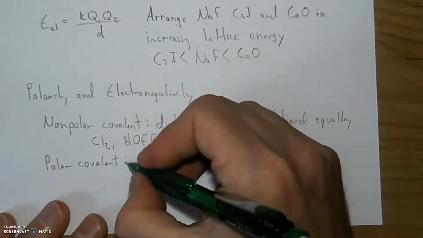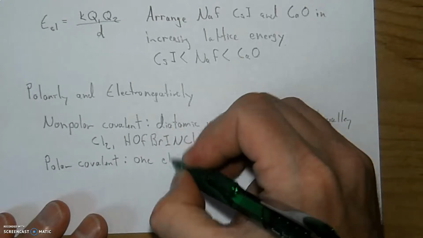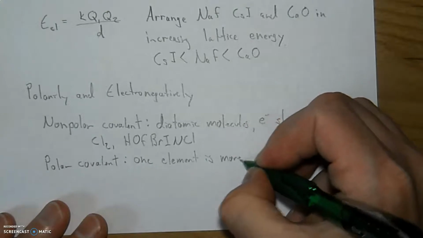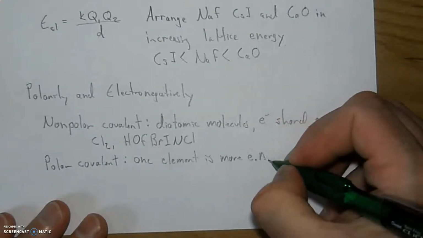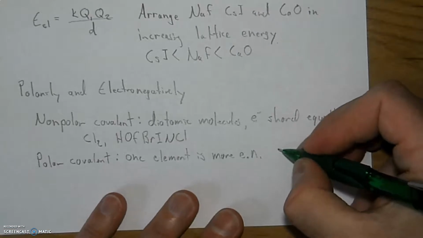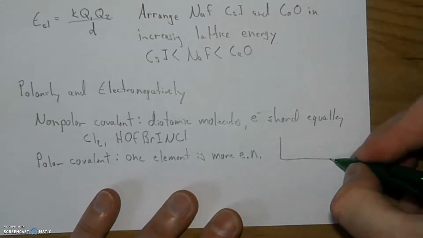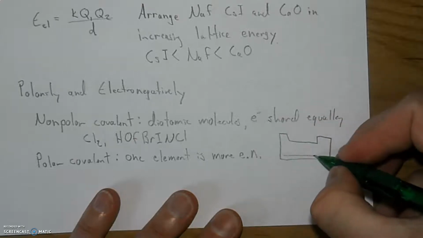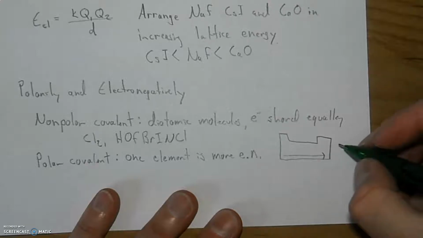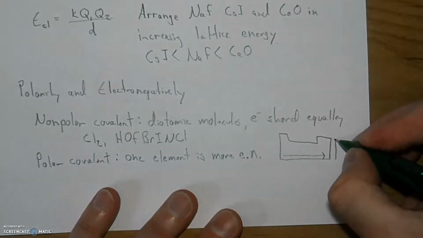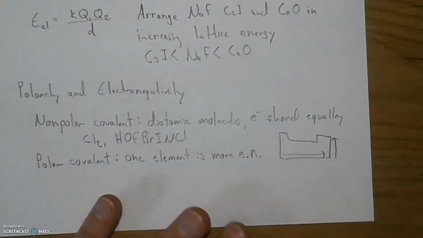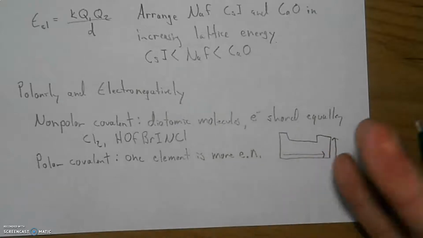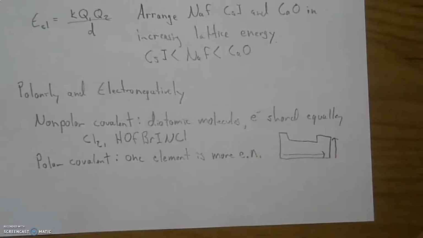And for that, we'll say one element is more electronegative. And just so we are clear on this, if we're doing sort of a periodic table-y looking thing, electronegativity increases going in this direction because of Zeff, and it increases this direction because of size, less shielding. So again, it's the ability of an atom to attract electrons to it.